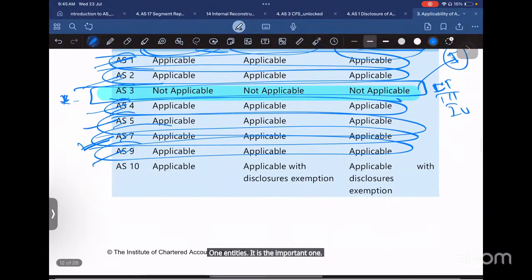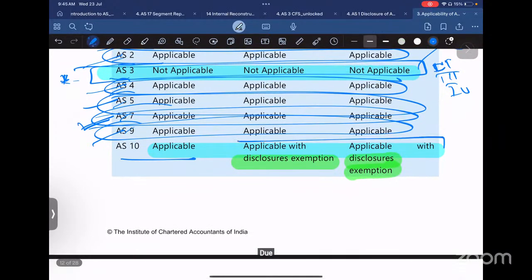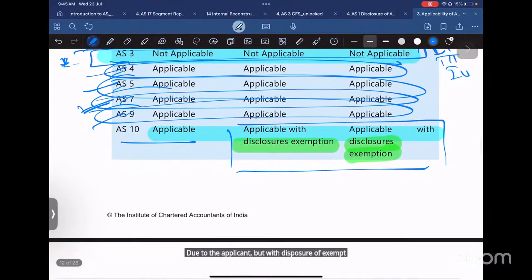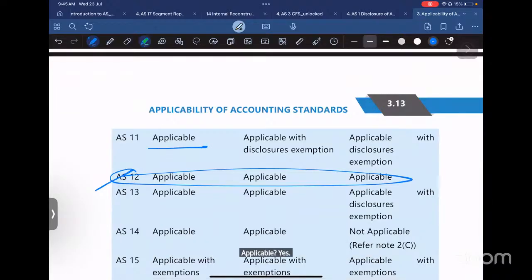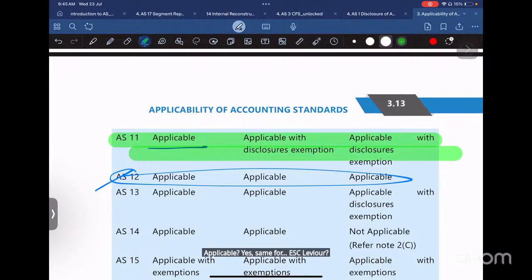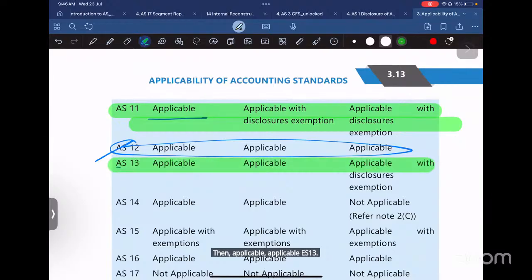Now, AS10 is applicable to all level 2, 3, 4 entities, but for 3 and 4, with disclosure exemption. You need to understand, it is applicable, but with disclosure exemption. So there is an exemption, and that you need to disclose. Same for AS11. Then AS13 is applicable. We have to disclose for level 4.